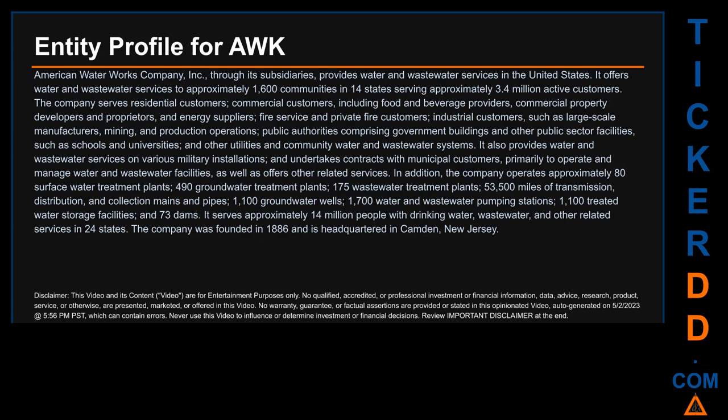In addition, the company operates approximately 80 surface water treatment plants, 490 groundwater treatment plants, 175 wastewater treatment plants, 53,500 miles of transmission, distribution, and collection mains and pipes, 1,100 groundwater wells, 1,700 water and wastewater pumping stations, 1,100 treated water storage facilities, and 73 dams. It serves approximately 14 million people with drinking water, wastewater, and other related services in 24 states. The company was founded in 1886 and is headquartered in Camden, New Jersey.